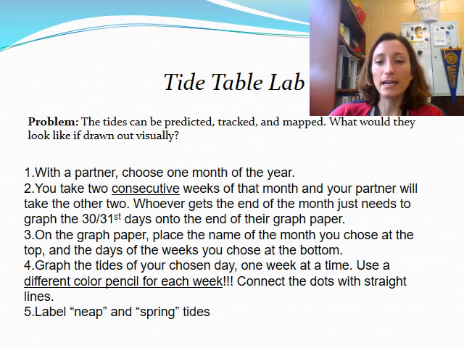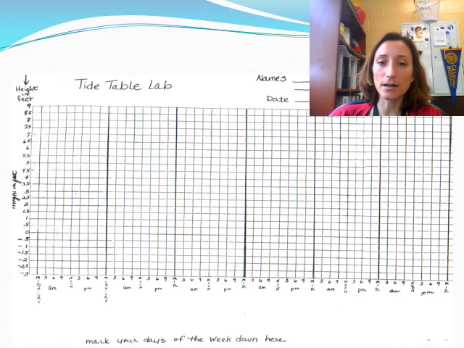You're going to place the name of the month that you chose at the top and the days of the weeks that you chose at the bottom. The graph, then, you're going to graph the tides of your particular day, 1 week at a time. Use a different colored pencil for each week, and then you're going to simply connect the dots with straight lines. Once you are finished, you're going to take a look at the visual that you've created of this predictable, trackable, mappable tide, and you're going to determine where the spring and the neap tides are.